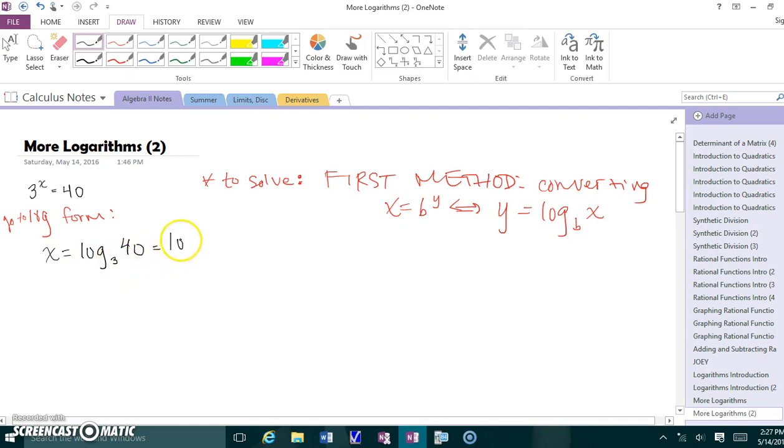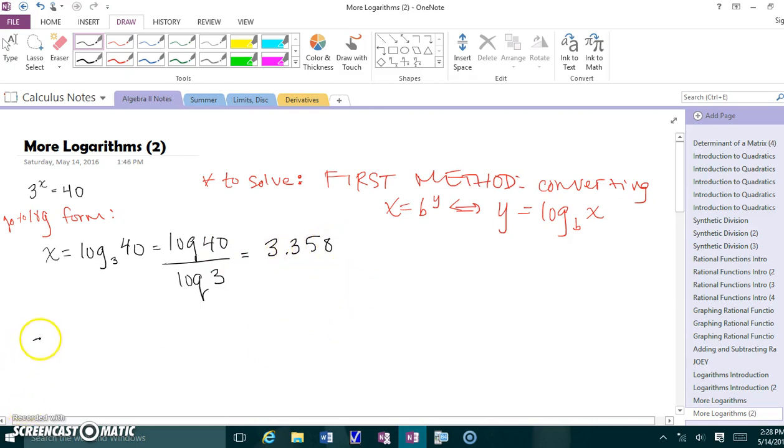Well, this calls for the change of base if I actually want to find out what this is. I tend to do common log more than natural log. That's like my first instinct here. So do that on your calculator, log of 40 divided by log of 3. And you should be getting 3.358.